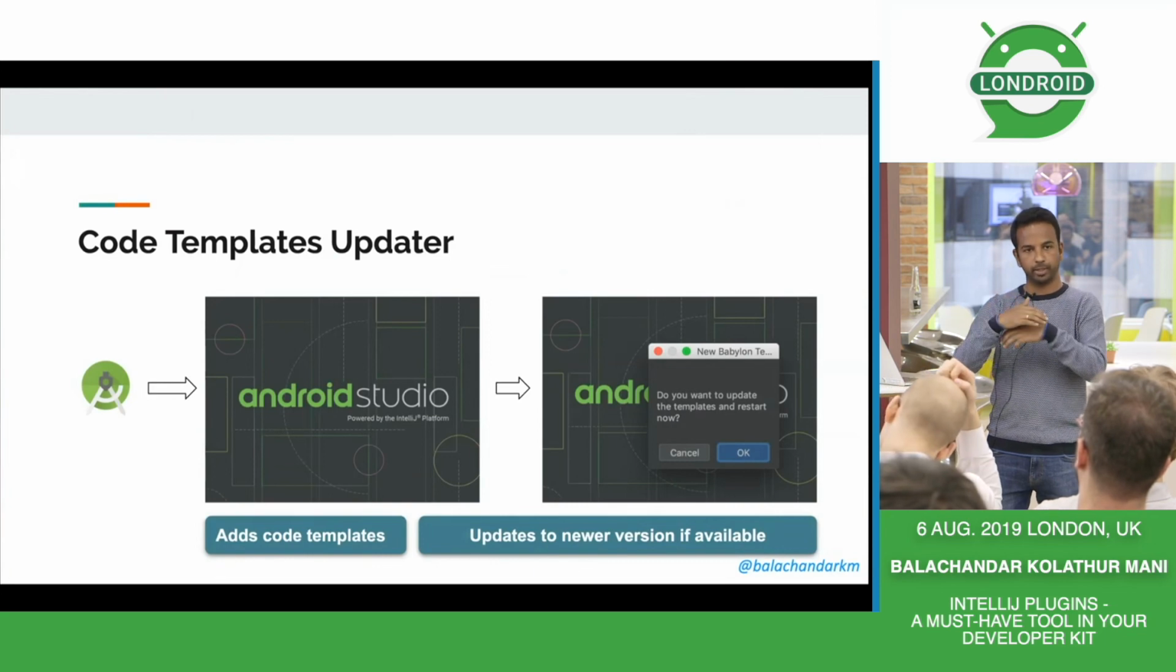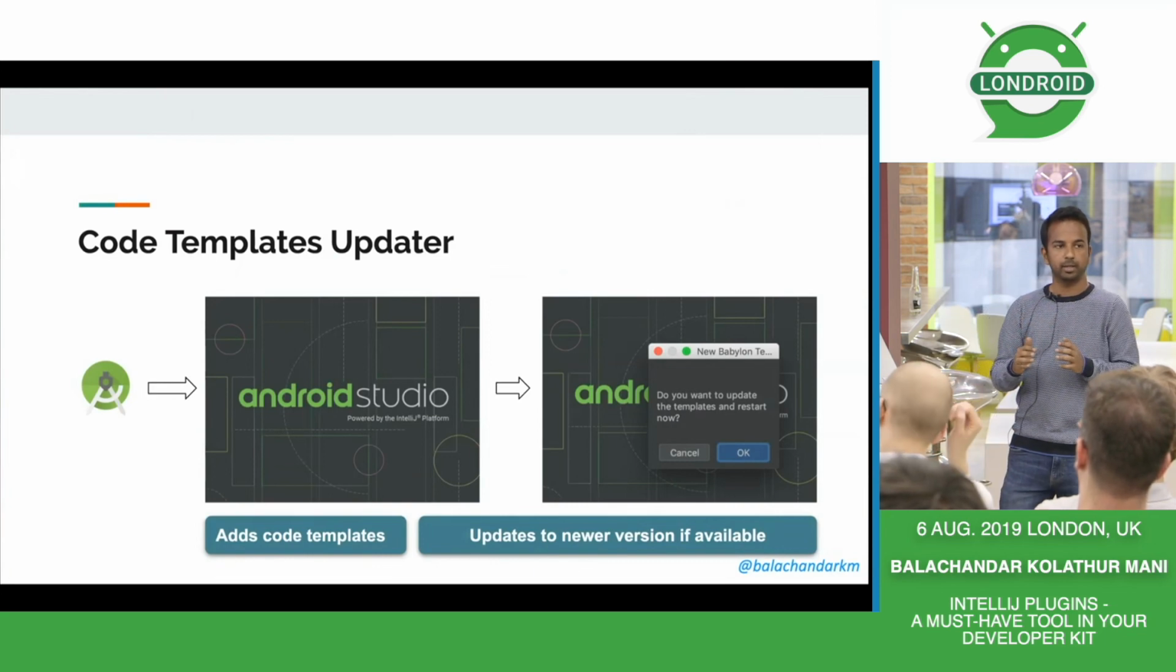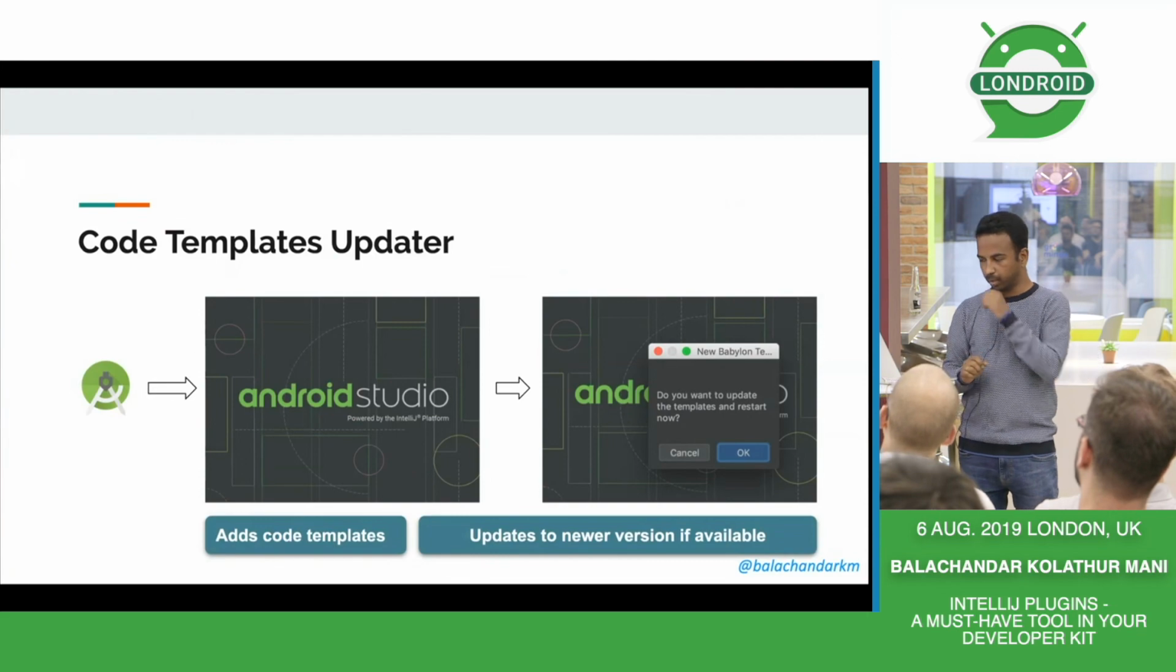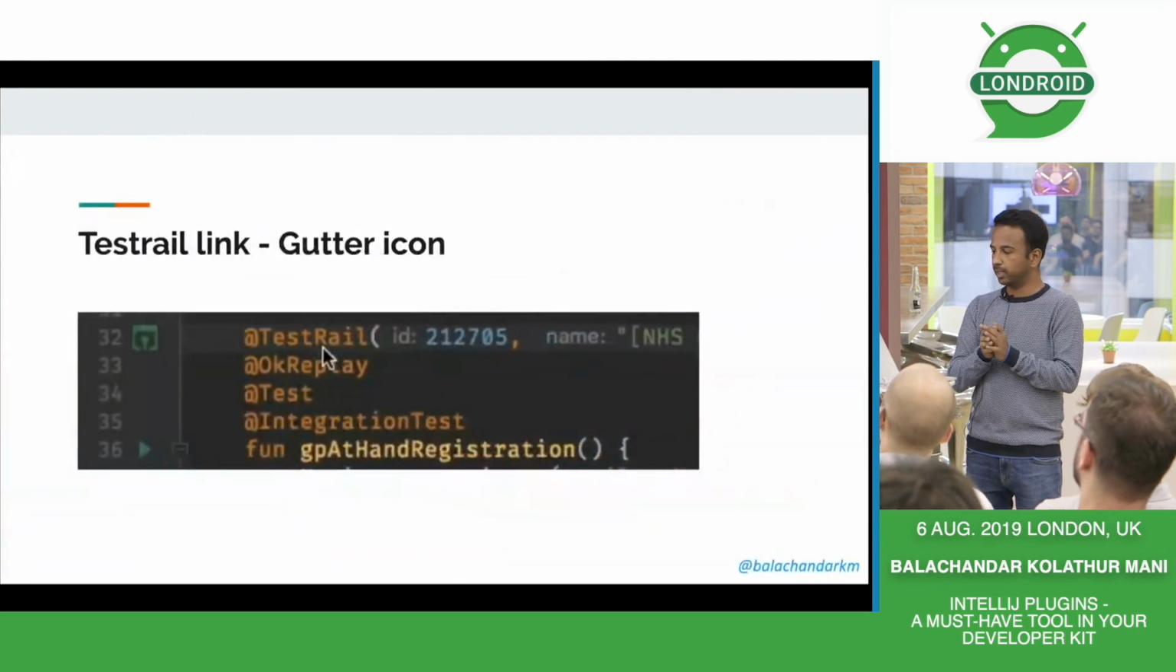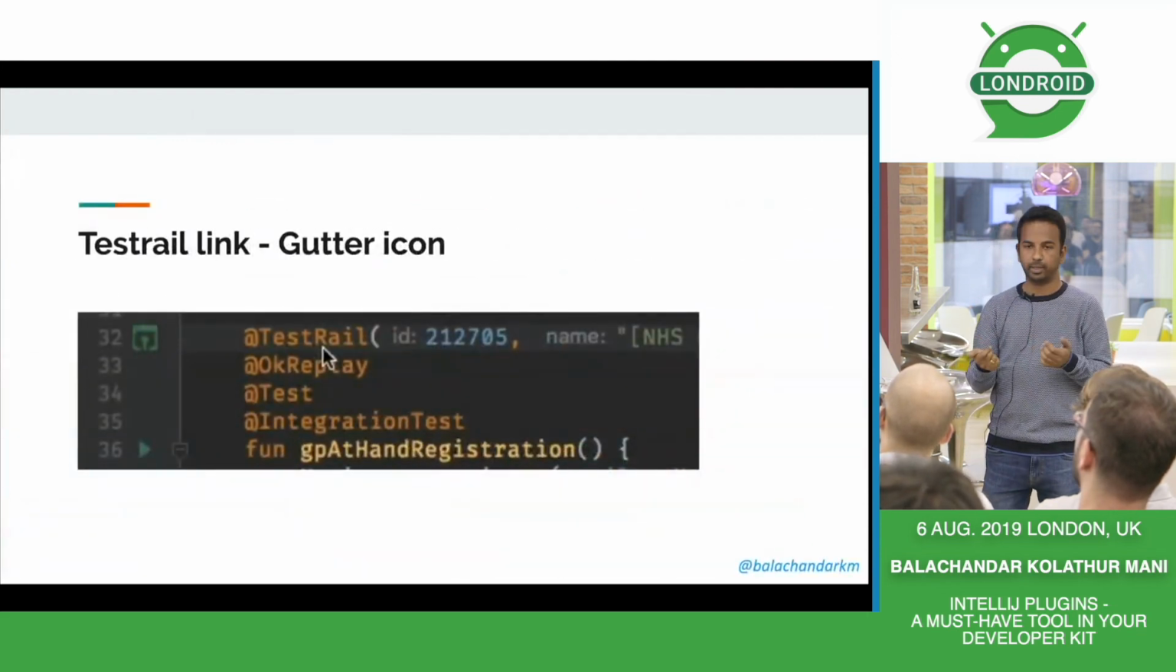So this will be very quick in updating templates. So this is how we manage our templates. And the second use case is adding a gutter icon for Testrail link. To give some context, we use Testrail as a test case management tool.